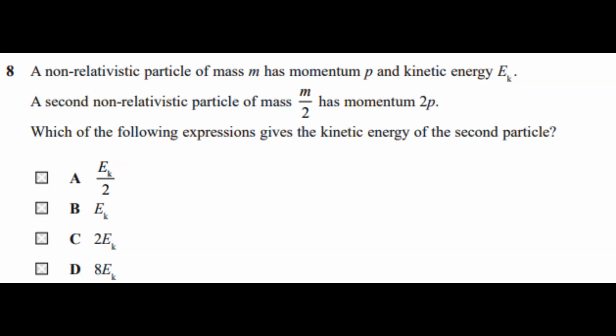Okay, so we got a question right here. A non-relativistic particle of mass m has a momentum p and a kinetic energy Ek. A second non-relativistic particle of mass m by 2 has a momentum 2p. Which of the following expressions gives the kinetic energy of the second particle?